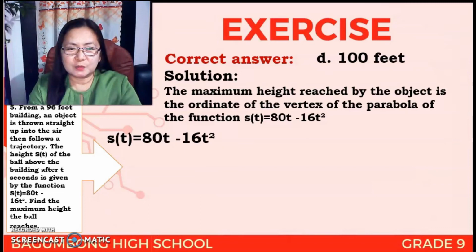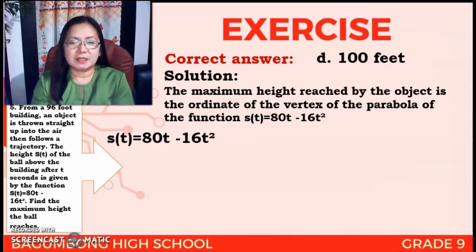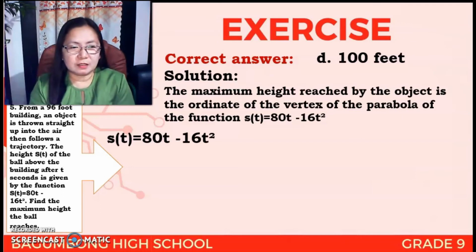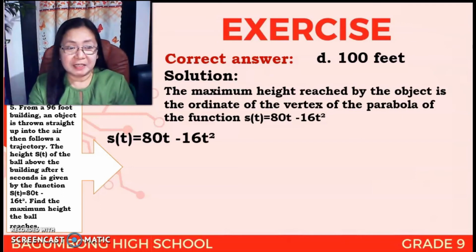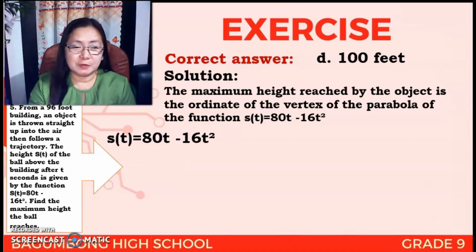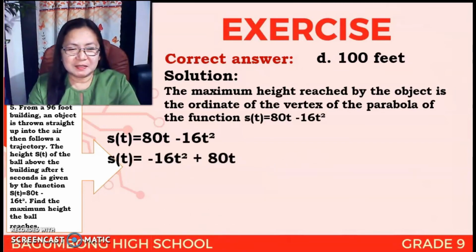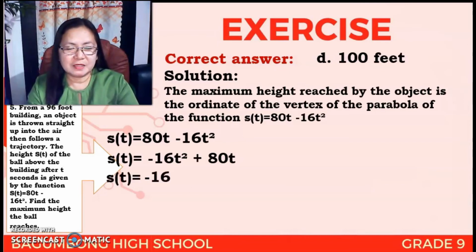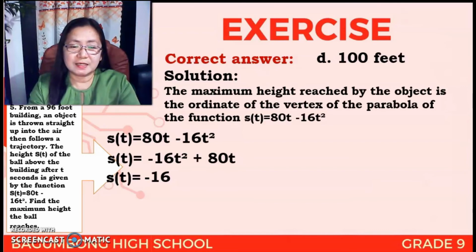So, S of t is equal to 80t minus 16t squared. So, meaning to say, you can determine the value of k. Using the function S of t is equal to 80t minus 16t squared, you can transform this to vertex form to determine the value of k, by using completing the square. So, rewriting the quadratic function to general form, we have S of t is equal to negative 16t squared plus 80t.